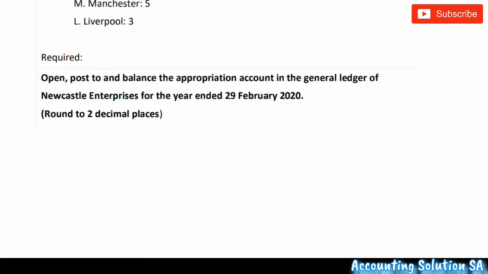If you still remember, we have a current account before we prepare the appropriation account, which means that this question also wants us to prepare a current account. Remember, those current account balances that we record under current account are the ones that we are going to transfer when we prepare the appropriation account. There's no way that we can prepare an appropriation account without having a current account.